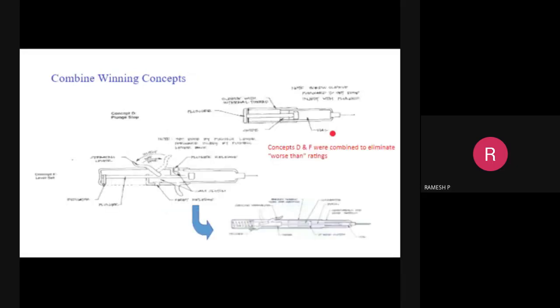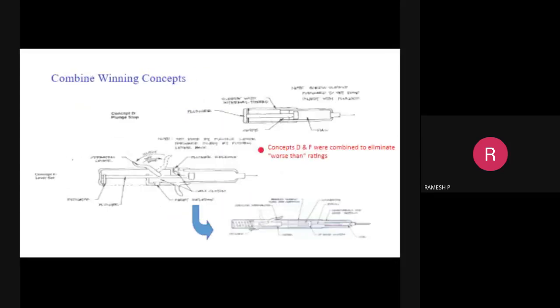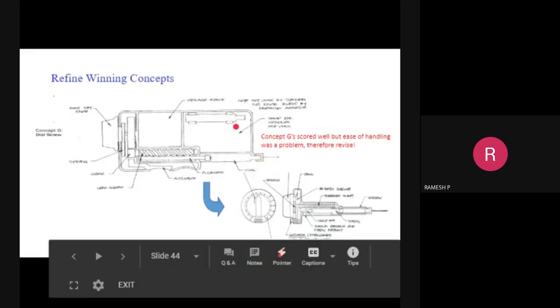The next one, I am combining concept D with concept F. I am merging concepts D and F in order to eliminate the worse than rating. Concept F has 2 worse than ratings, I hope ease of handling and ease of manufacture. So this should be eliminated, such that I am combining the neutral reference concept D and F. I am making changes in the existing design and providing the new winning combined concept. The next one, defining the winning concept: revise. I am revising it.